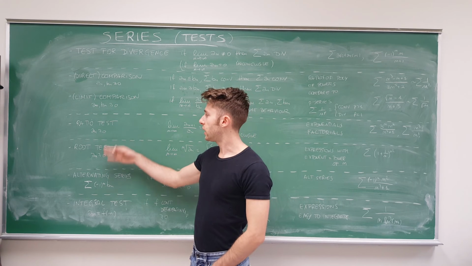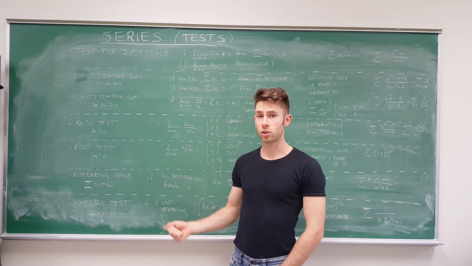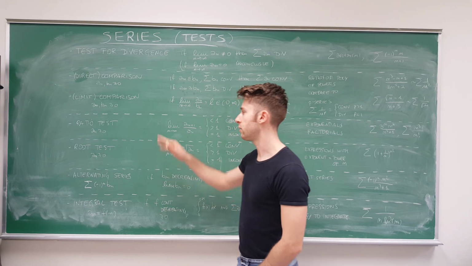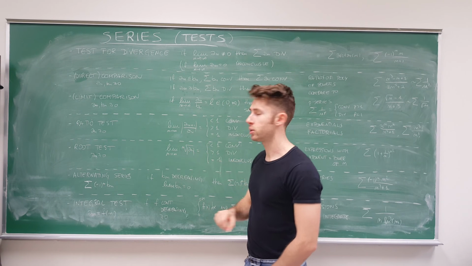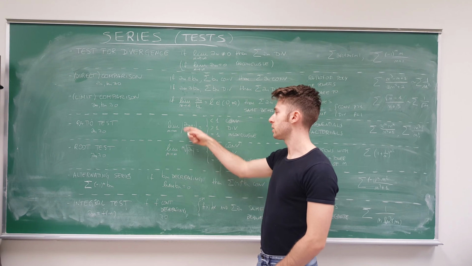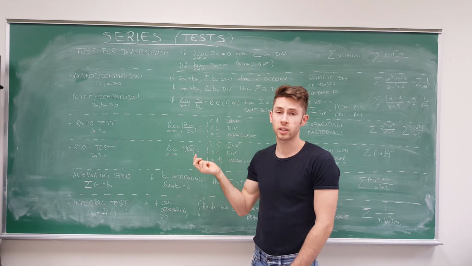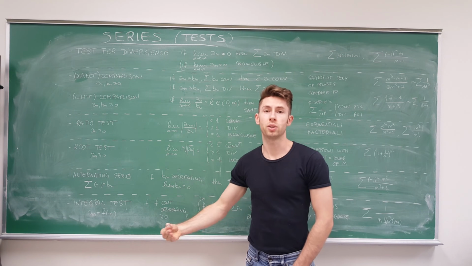But anyways, so here I'm writing that these tests are for series with positive terms. There's also analogous versions. If the series do not have positive terms, then you can put absolute values here, and you will get the same conclusions, because this in particular for convergence, for example, will tell you that the series is absolutely convergent, which implies convergence.